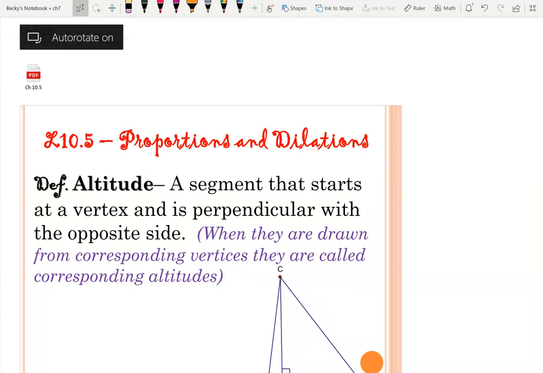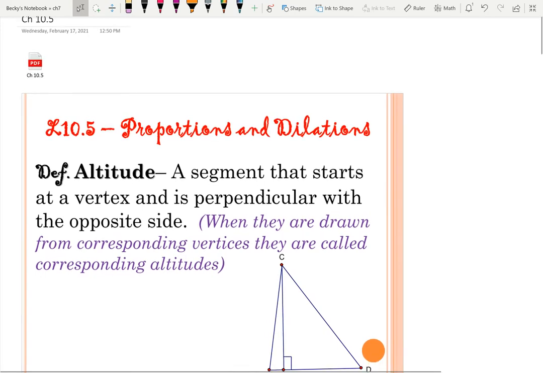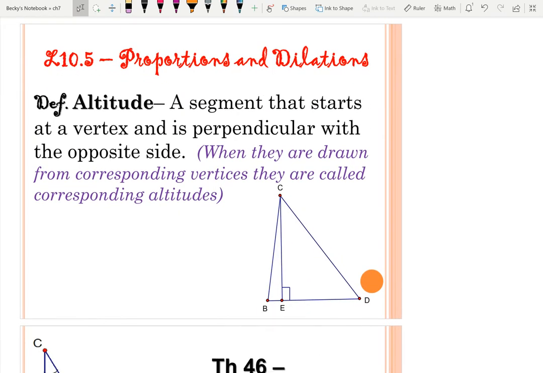Hi, we're going to go over lesson 10.5, proportions and dilations today. So first we're going to talk about the definition of an altitude. Now we talked about altitudes in our last chapter. We had them when you were finding the area and the surface area.